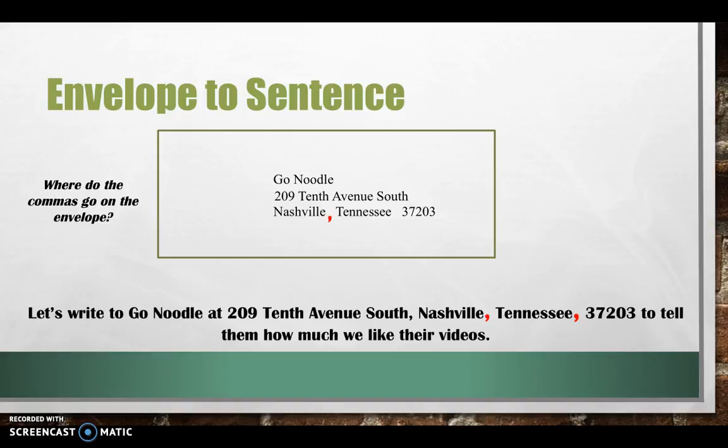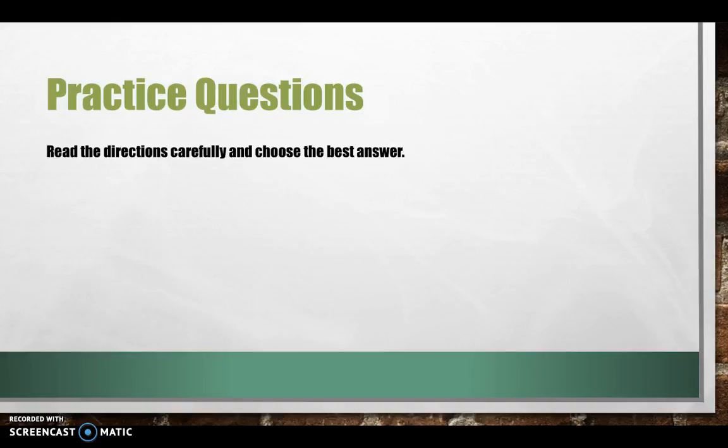Now you can see that the tricky part is you do not have to put a comma after Go Noodle, because after Go Noodle, it doesn't make sense in the sentence because I'm not listing it as a series. Go Noodle is just another part of the sentence. So you, as a smart third grader, need to know when the person we're writing the letter to is a part of the sentence or if it's a part of the series. And you will run into that on your homework tonight. So on the practice questions, you have some different multiple choice options. Read them carefully and choose the best answer.